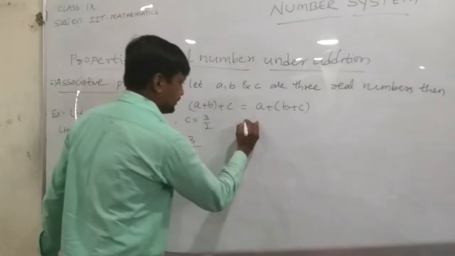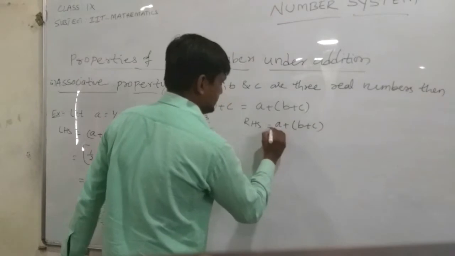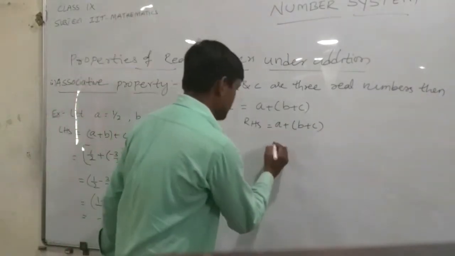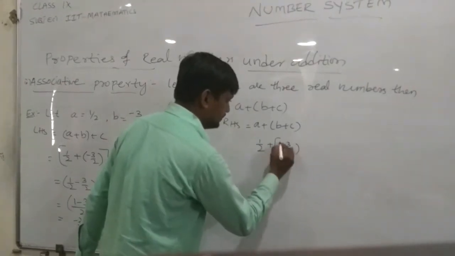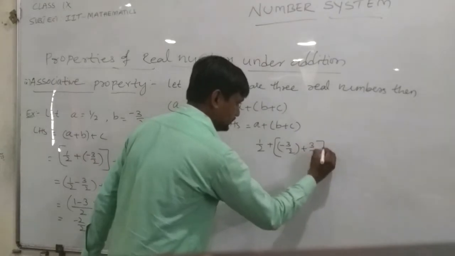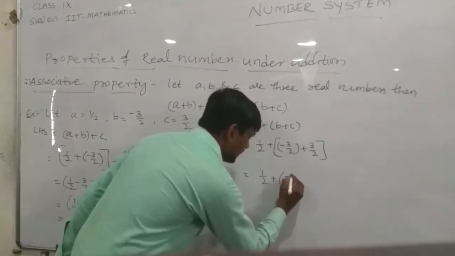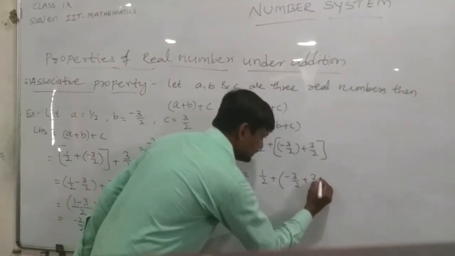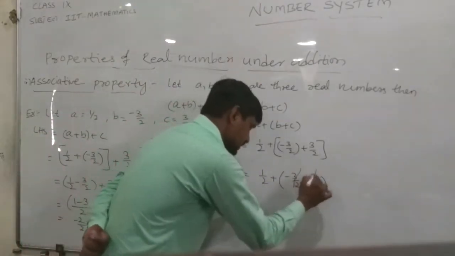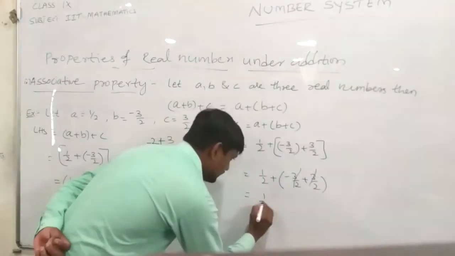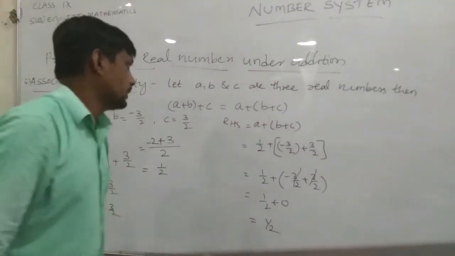In the same way, I am going to take the RHS value, a + (b + c). So here the a value I am substituting 1 by 2, plus the b value minus 3 by 2, plus 3 by 2. That's equal to 1 by 2 plus minus 3 by 2 plus 3 by 2. Here minus 3 by 2 and plus 3 by 2 are like fractions, so automatically they cancel. So the value will be 1 by 2 plus 0 equal to 1 by 2. And the RHS value is also 1 by 2.